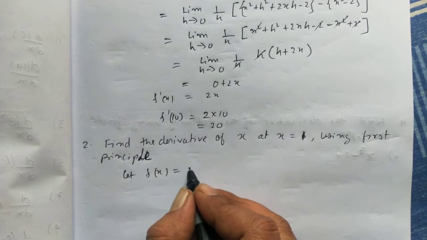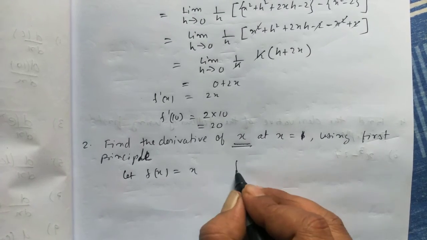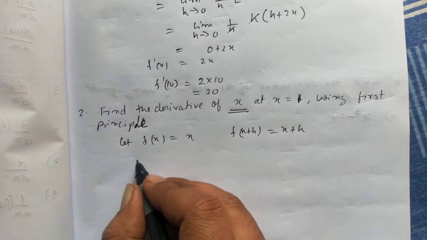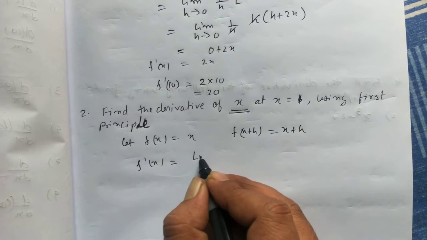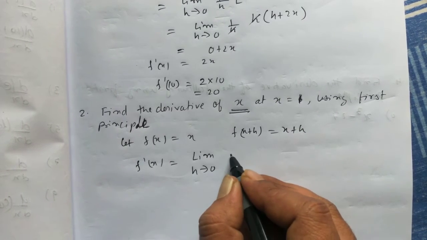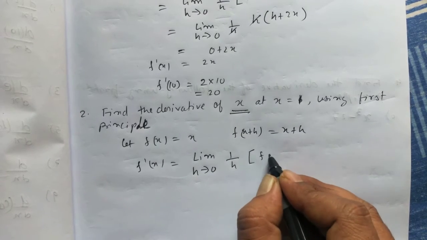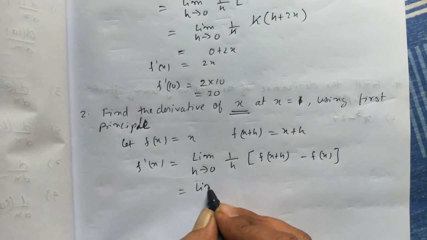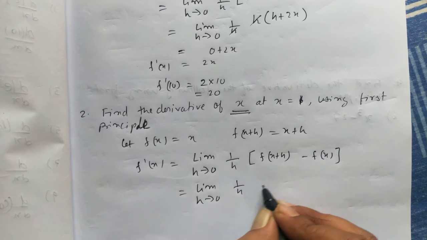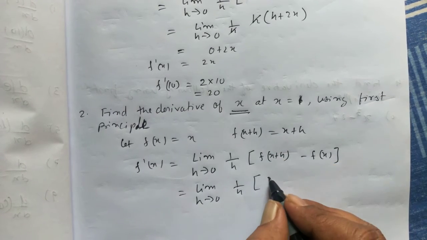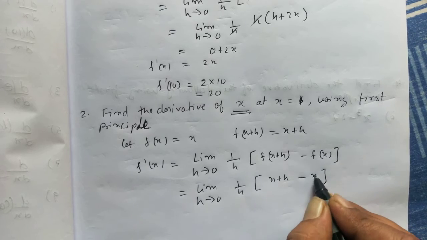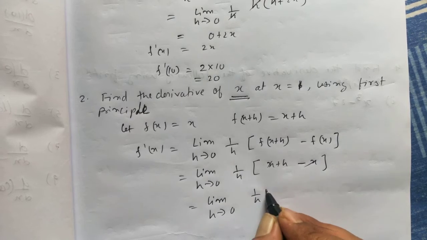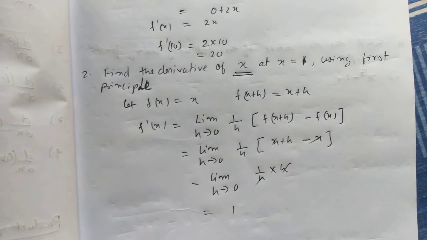f(x) equal to x. We're going to derive x, so f(x plus h) will be x plus h only. So let us derive it. f dash x, use the formula of first principle, limit h tends to 0, 1 by h, f(x plus h) is x plus h minus x, cancel. Limit h tends to 0, you are getting 1 by h into h, cancel, you are getting only 1.